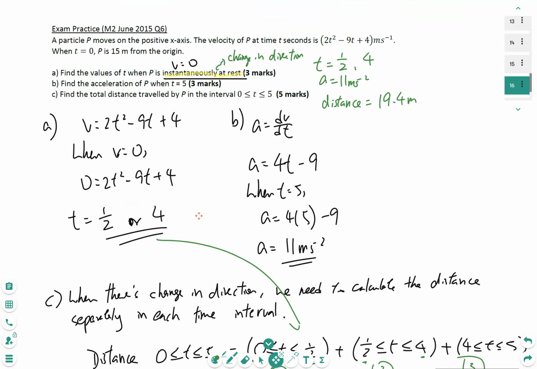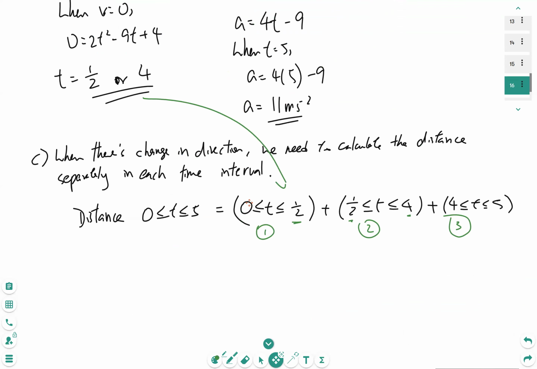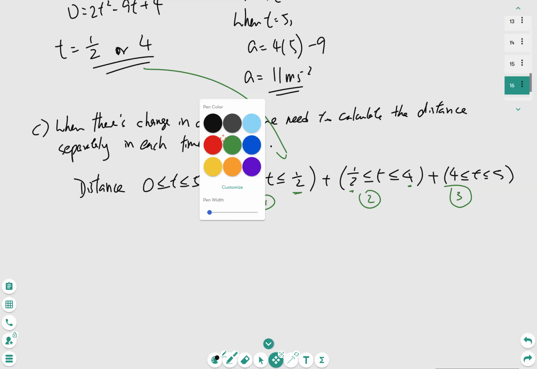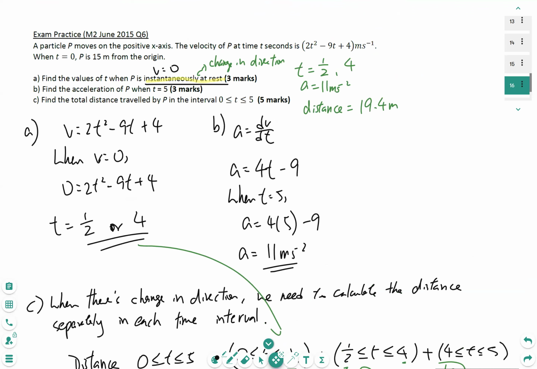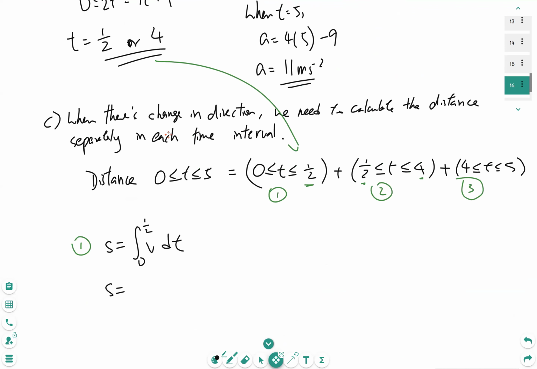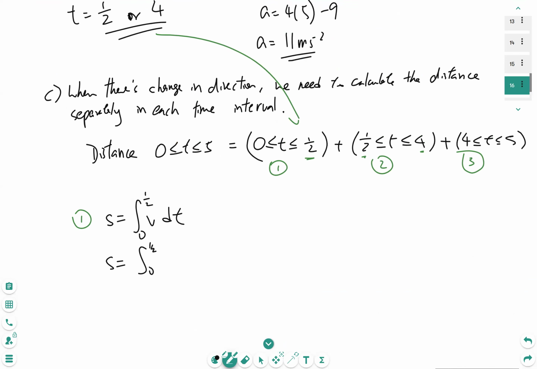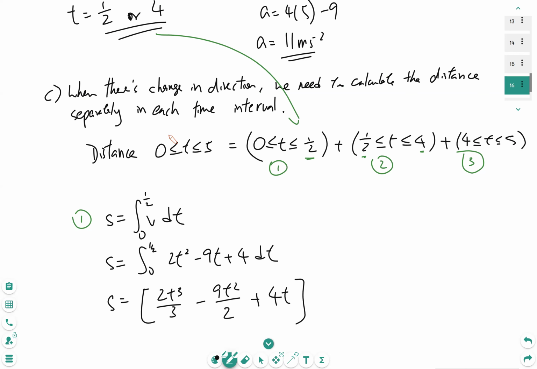Right. So what we'll do is work out the distance from 0 to a half. Part 1: to find distance, we'll find displacement. So S equals the integral of V dt from 0 to a half. What's V again? 2t squared minus 9t plus 4. So S equals 2t cubed over 3 minus 9t squared over 2 plus 4t. There's no plus c needed.